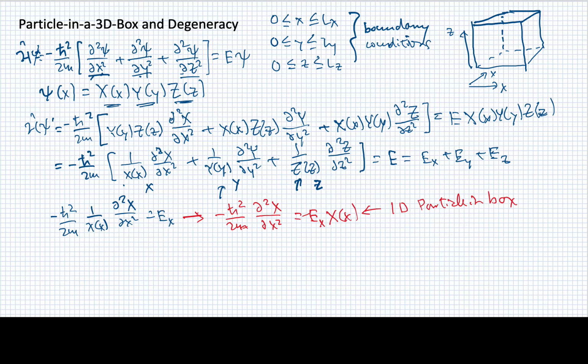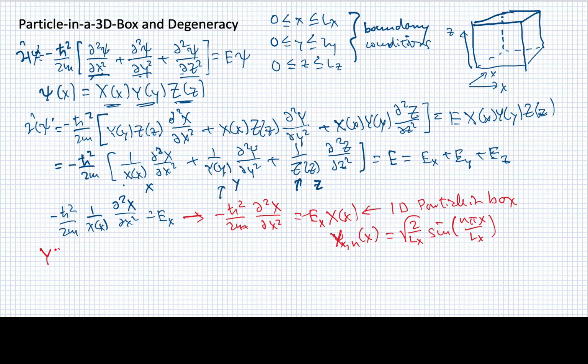All right, which means that essentially this more complicated problem really isn't more complicated at all. We can separate it into three parts, x, y, and z, and so that means that we can solve each of these individually, and we already know the solutions. So we know that for this x part, our wave functions, x sub n of x, is going to be equal to, and I can even include the normalization constant if I wish, the square root of 2 over L sub x sine of n pi x over L sub x. And I'm going to have similar expressions for y and z.